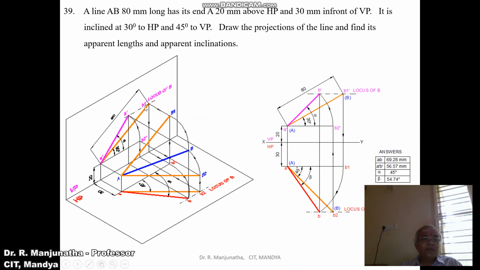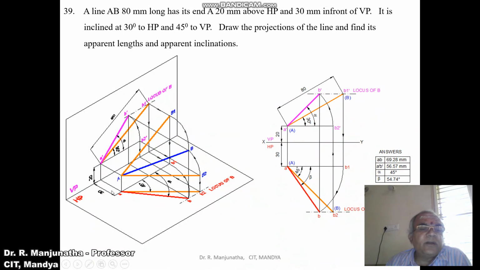So this is how we have given all these details now. So now we need to find out the apparent length and apparent inclination. We know that when you look from the top view, we can see that the two points, capital A and capital B1, are at equidistance from the vertical plane. So that means the line is parallel to VP. That means A and B1 both are equidistant from the vertical plane.